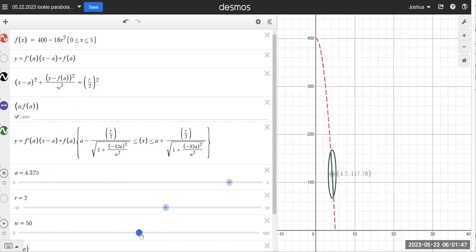So in order to correct that, here I'll pause the animator, I added the ellipse formula for the y component here into the circle equation. So here you can see x minus a squared will make the center of the circle at a, y minus f of a will make the center of the circle at f of a, so a, f of a.